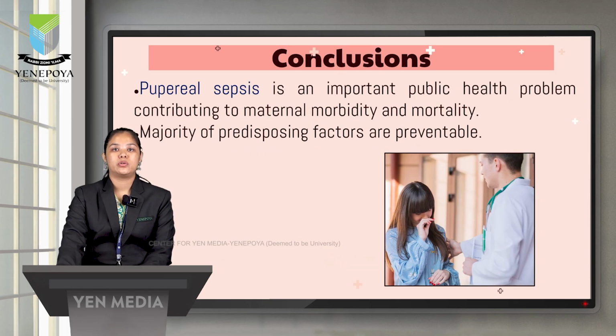So I am concluding today's topic. Puerperal sepsis is an important public health problem contributing to maternal morbidity and mortality. The majority of the predisposing factors are preventable.